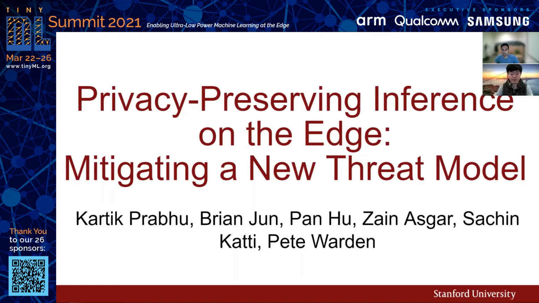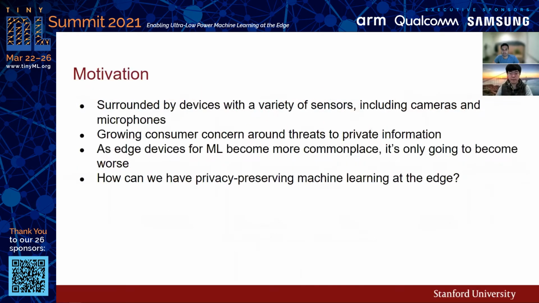Hello, so today we'd like to present our work on privacy-preserving inference on the edge. Always-on sensors are widespread in the everyday devices we all use, from smart speakers to home security cameras, and many more consumer products are expected to include always-on image or sound sensors as part of their operation. In spite of the usefulness of these devices, there's growing consumer concern over threats that can leak sensitive information.